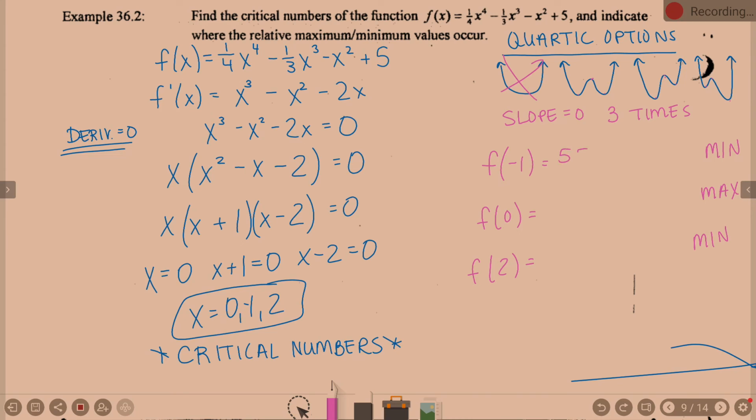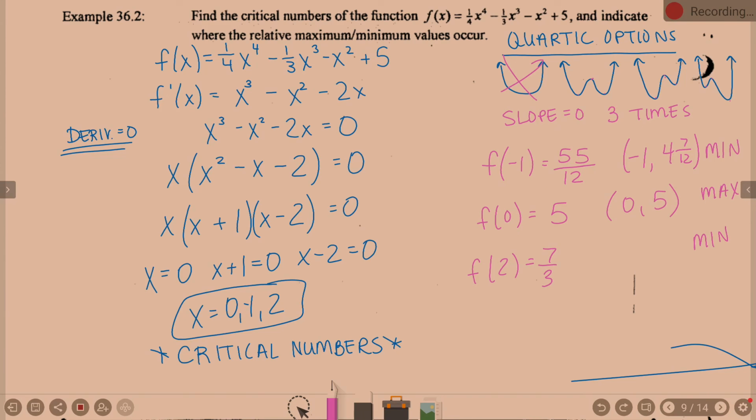So I have f of -1 is 55/12. I have f of 0 is 5. I should have made you do that one. That would have been the easy one, right? f of 0 is 5, and f of 2 is 7/3. So I have a minimum at -1, and that is 4 7/12, if that helps you a little bit numerically.